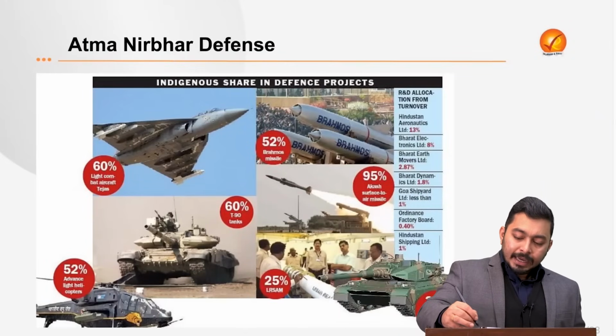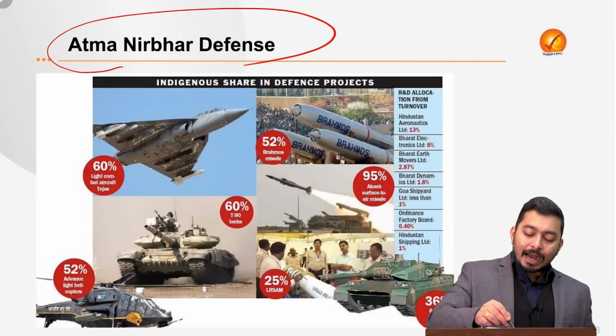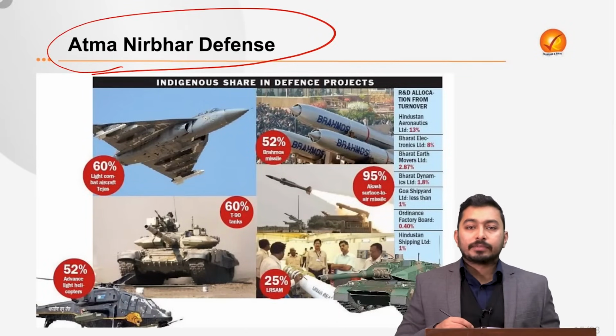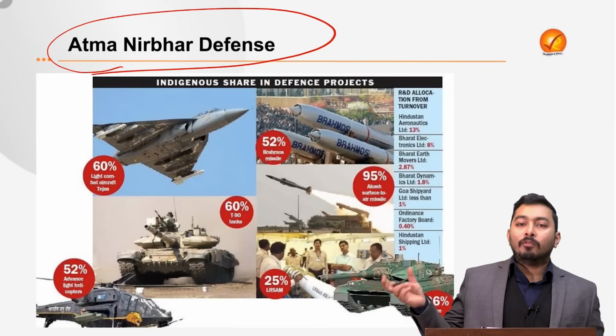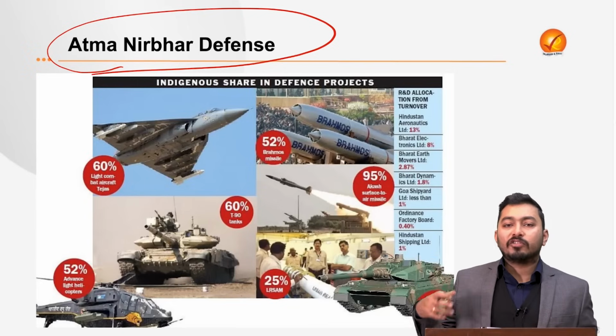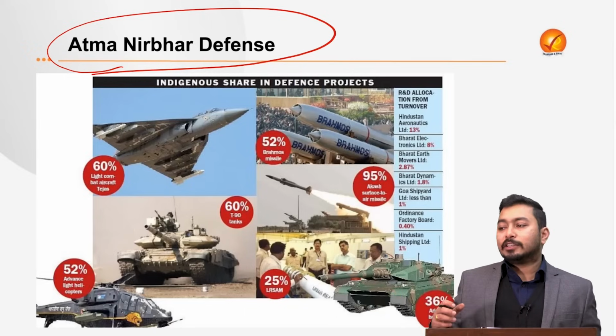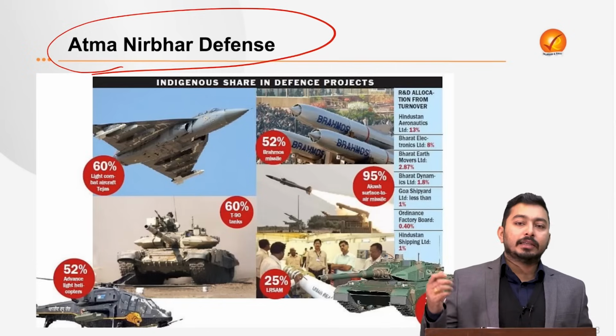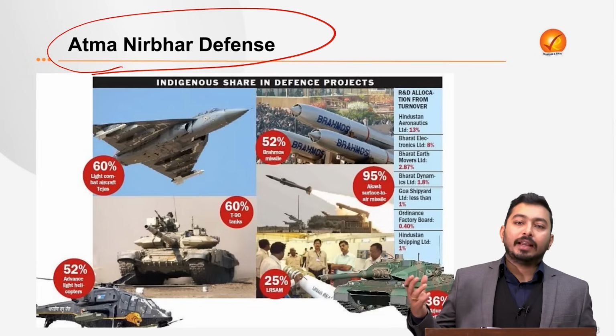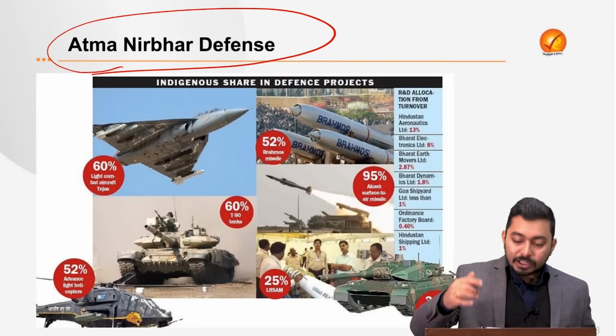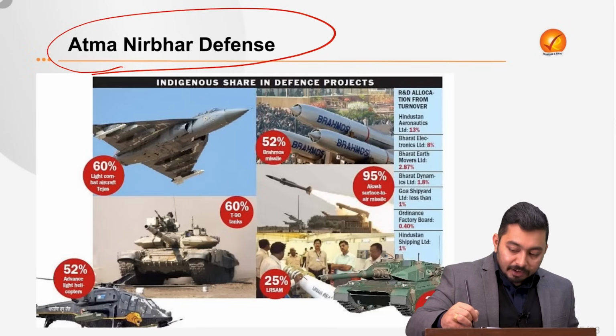Now, the idea today is to go towards Atmanirbhar defense. That means we want to curtail our core dependency on imports. The way we are looking at, let's say, Su-30, Rafale, these strategic weapons, we are procuring them from outside.